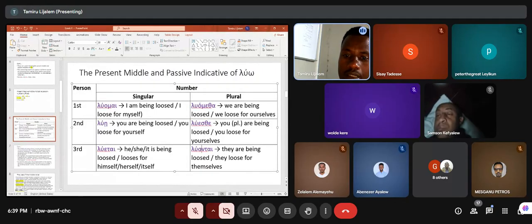Ontai. This one is, as we discussed before, no or mo. Use the connecting vowel omicron. In other places, use epsilon. This is the rule. They are being loosed, meaning they loose for themselves.